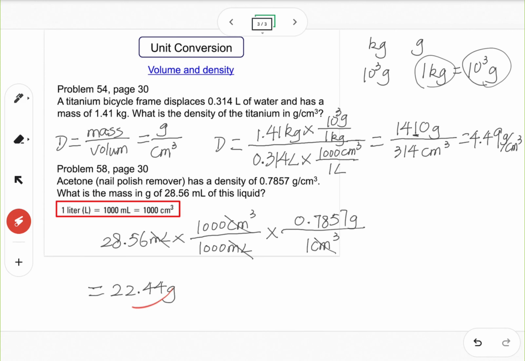Significant figures. Why do I keep 4? It's because this one has 4 significant figures. And please remember, ignore the significant figures of this constant. So that's why I keep 4 significant figures for the final answer. All right, so if you have questions, let me know.